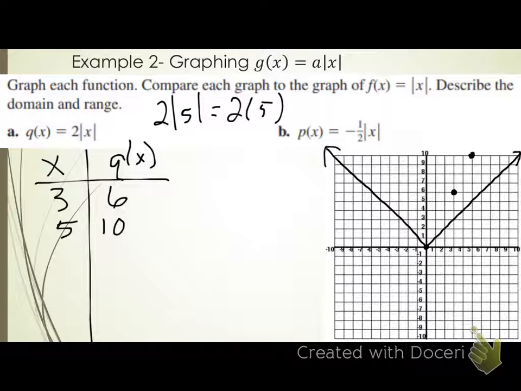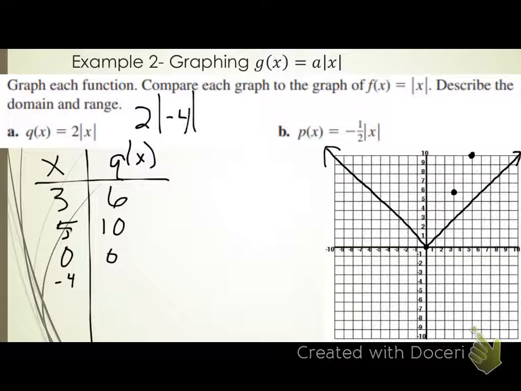Someone give me another value. 0. If I plug in 0, what's that going to give me? 0. So the absolute value of 0 is 0. 2 times 0, 0. So 0 comma 0, that's already graphed. Someone give me another value. -4. What's the absolute value of -4? 2 times 4, 8. So -4 comma 8.